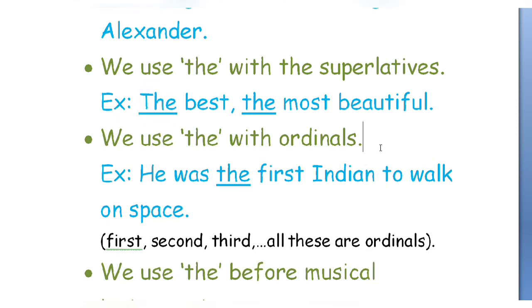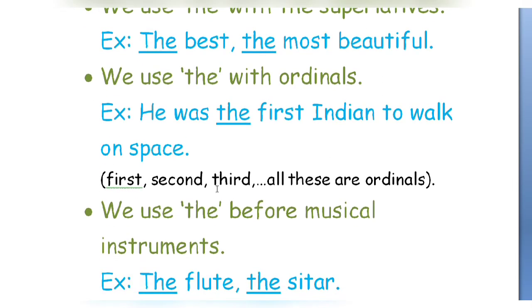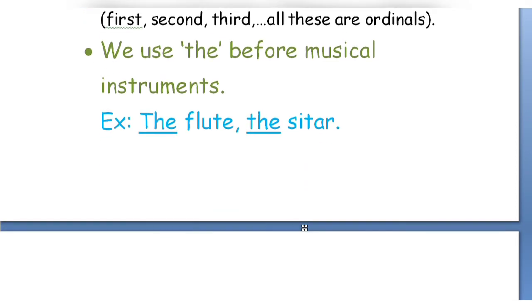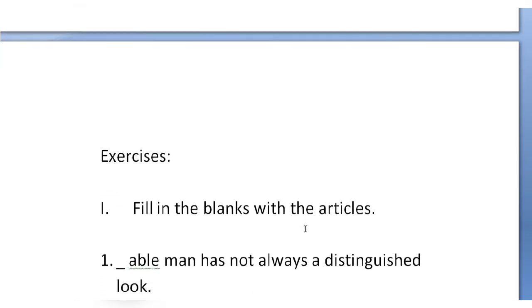Now we use the with ordinals. First, second, third, fourth, all these are called ordinals. So we use the before ordinals. He was the first Indian to walk in space. The first, the second, the third, you say it like that. Now we use the before musical instruments. The flute, the sitar, the guitar. Next.